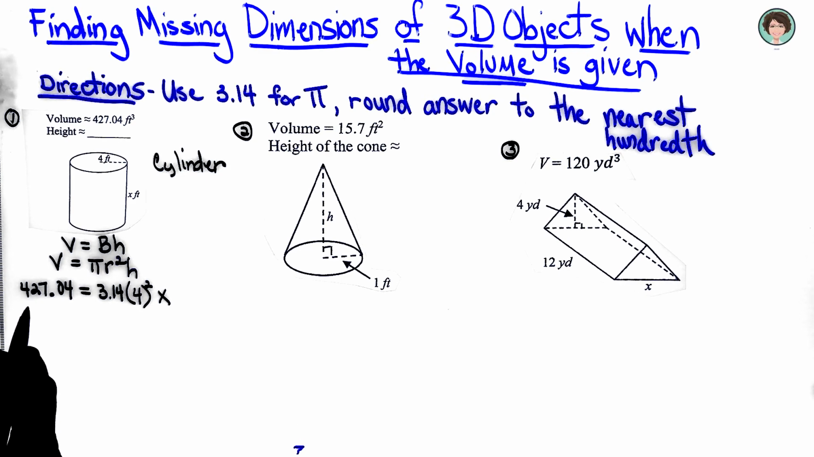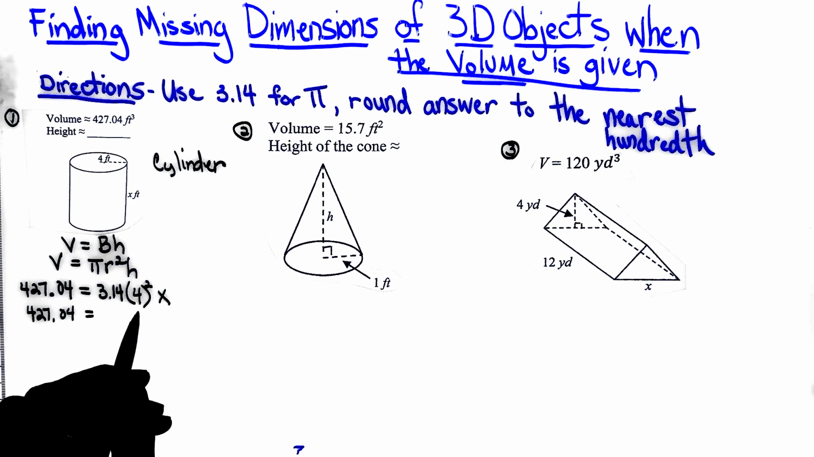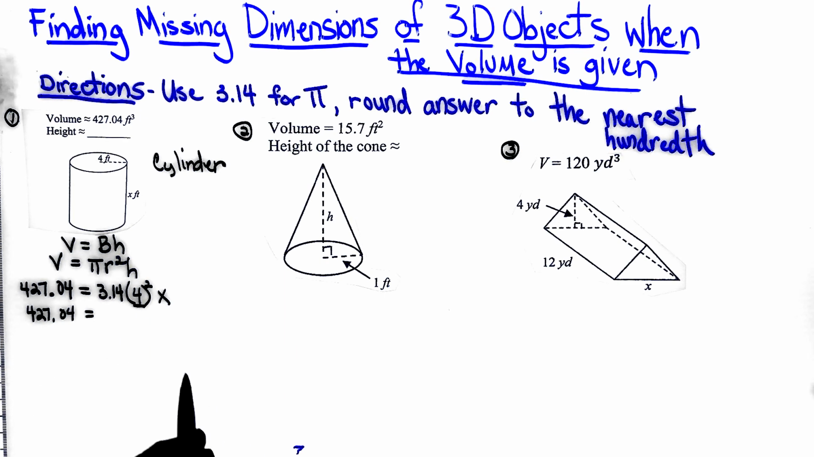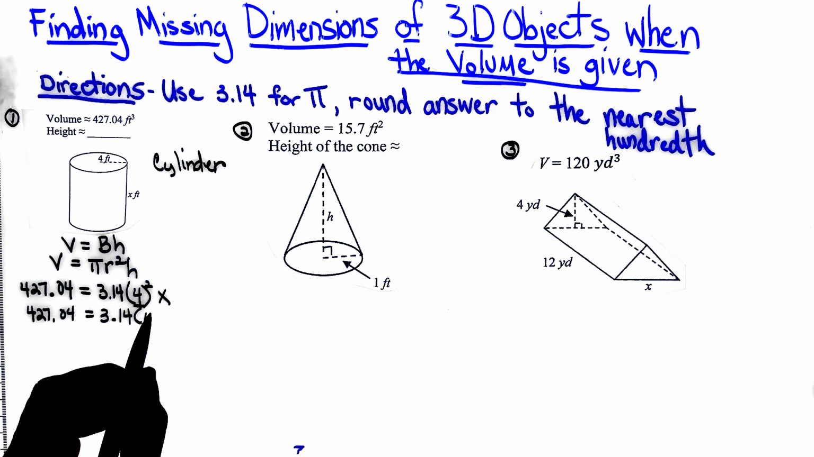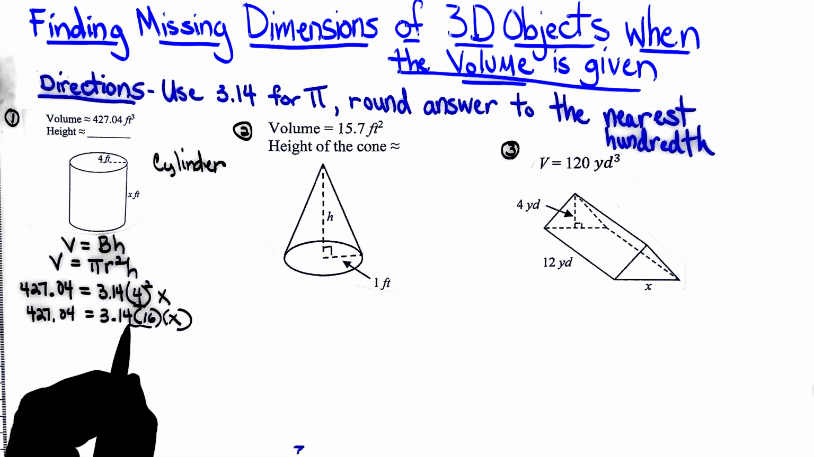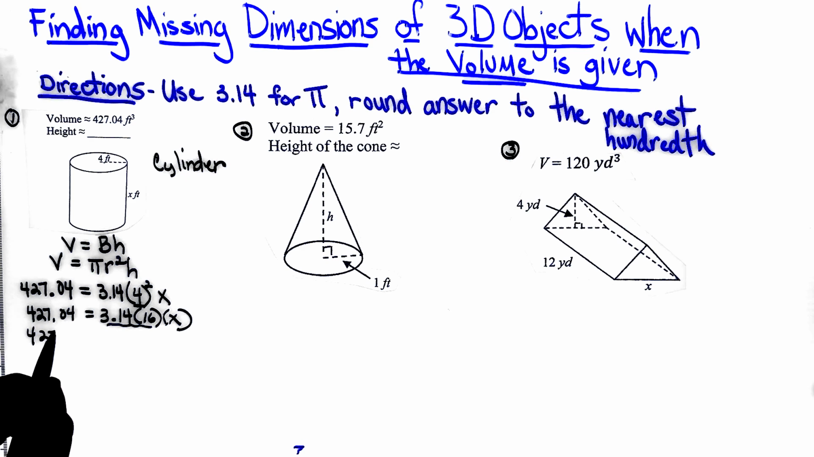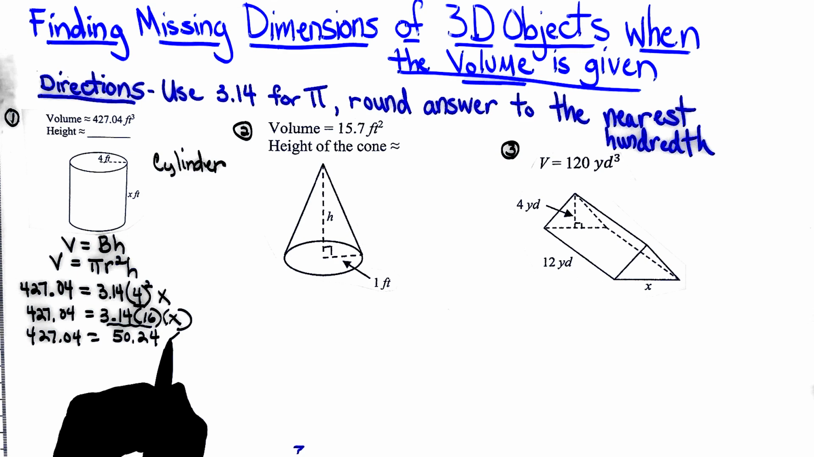So now I'm going to just keep bringing down my volume, because in my last step, I'm going to have to do something to that volume. We know we have to go ahead and square the 4 first. So 4 times 4 is 16. So we have 3.14 times 16 times h. We're going to multiply these. So again, copying down my volume, 3.14 times 16 is 50.24, and we have an h.